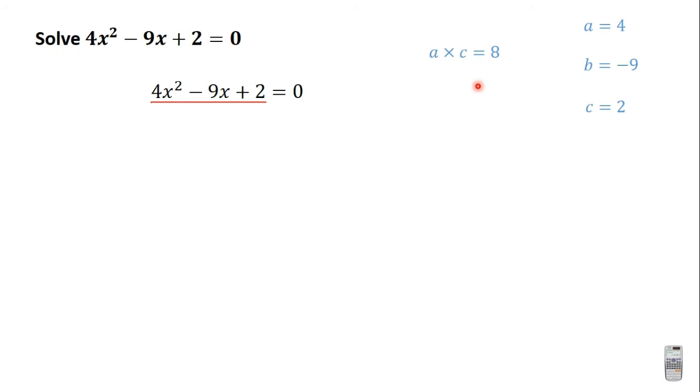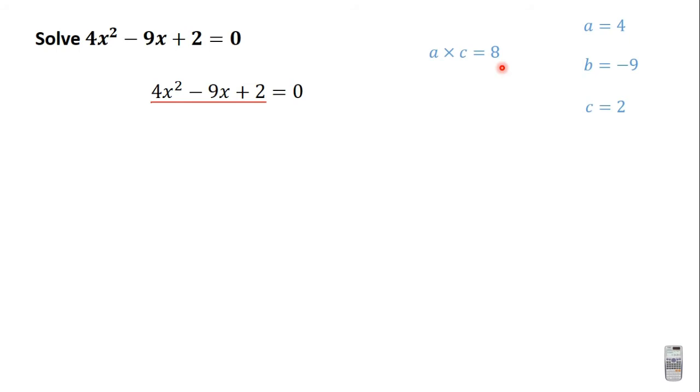The third step says that we should look for two numbers that when we multiply, we will get a times c, but when we add, we will get b. a times c is 8, b is minus 9. So we are looking for two numbers that when we multiply, we will get 8, but when we add, we will get minus 9. You will get these two numbers from the factors of a times c. a times c is 8. So it means that we will get these two numbers from the factors of 8.